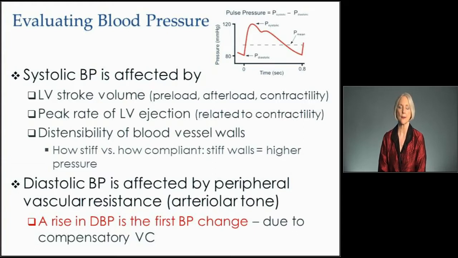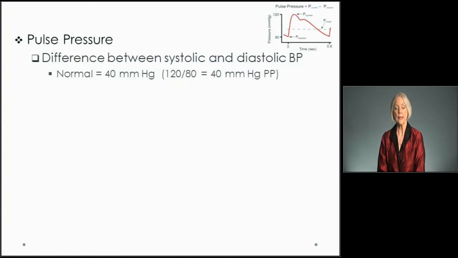So increase in heart rate, increase in diastolic blood pressure are a couple of things that you want to keep an eye on as your patient starts to decompensate. We learned that pulse pressure is the difference between the systolic and the diastolic blood pressure, but nobody ever uses pulse pressure.